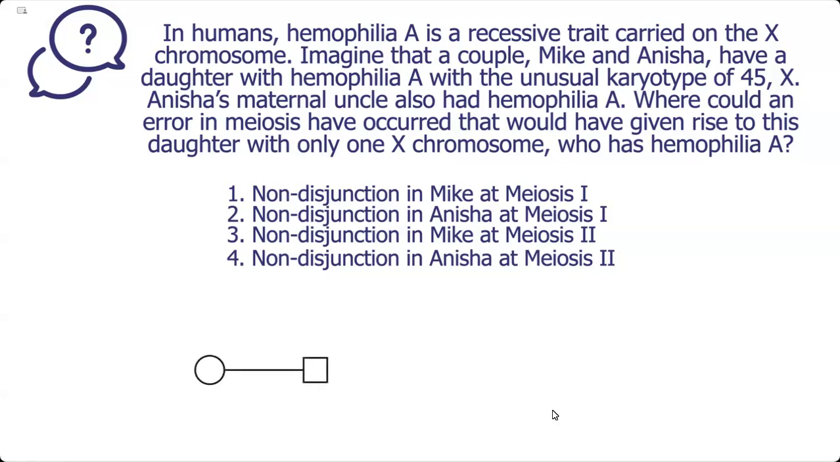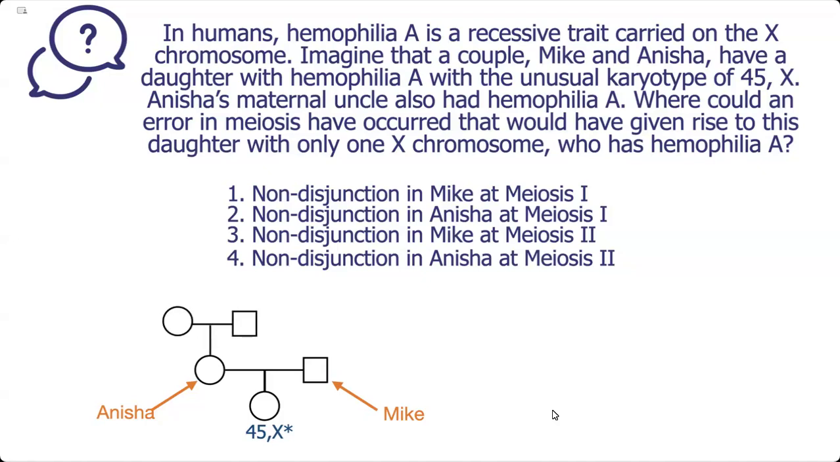that would have given rise to this daughter with only one chromosome who has hemophilia A? So let's start by drawing our pedigree. Anisha is shown with a circle, Mike is shown with a square, and they have a daughter with the karyotype of 45X. So this would be Turner syndrome. It's the only survivable human monosomy, and this daughter is missing the other sex chromosome. We put a star on it because she has hemophilia A. We know that that X chromosome has the hemophilia mutation.